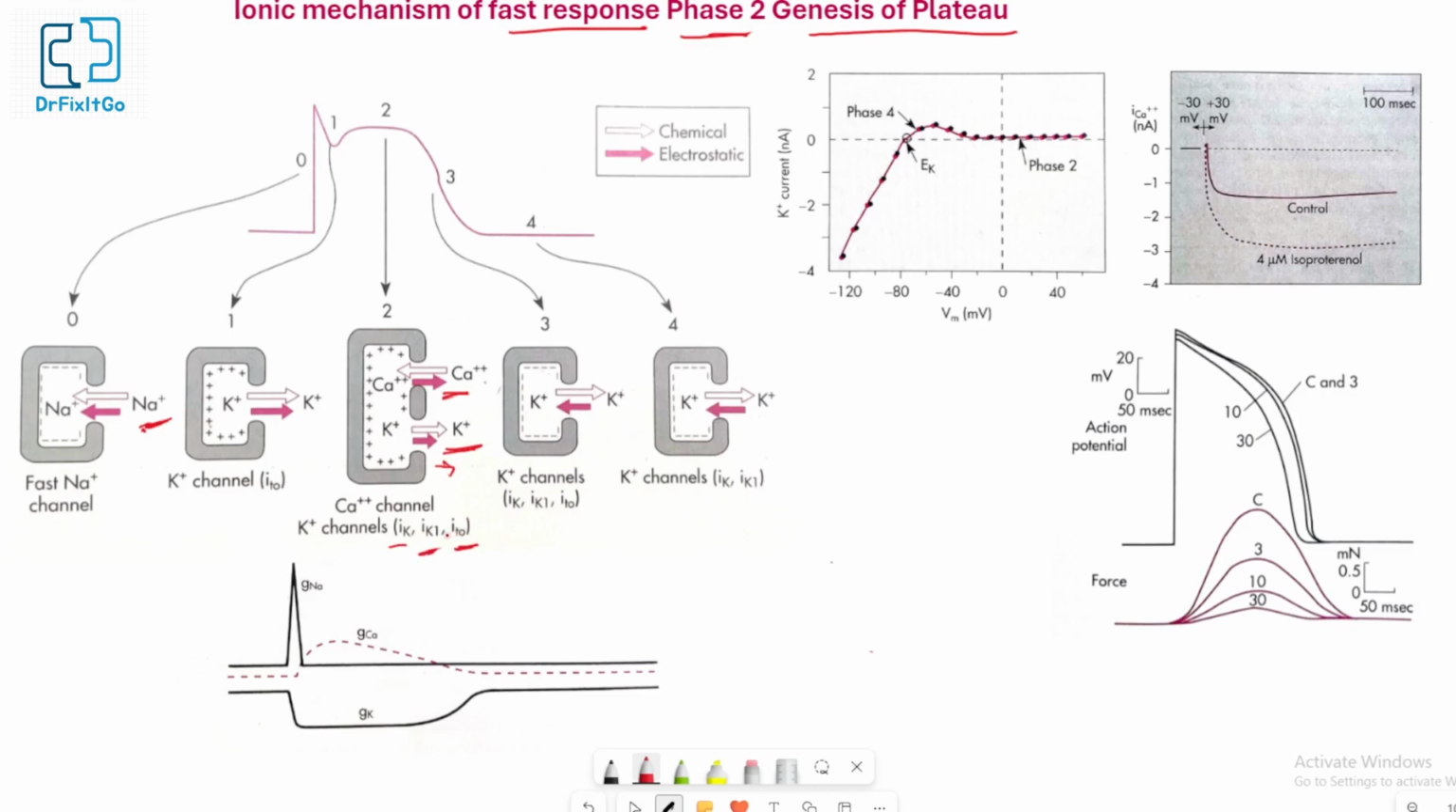The I_to current is responsible for phase 1, as described previously, but it is not completely inactivated until after phase 2 has expired. The I_K and I_K1 currents are described later in this video. Now let's go on to calcium ion conductance during the plateau.